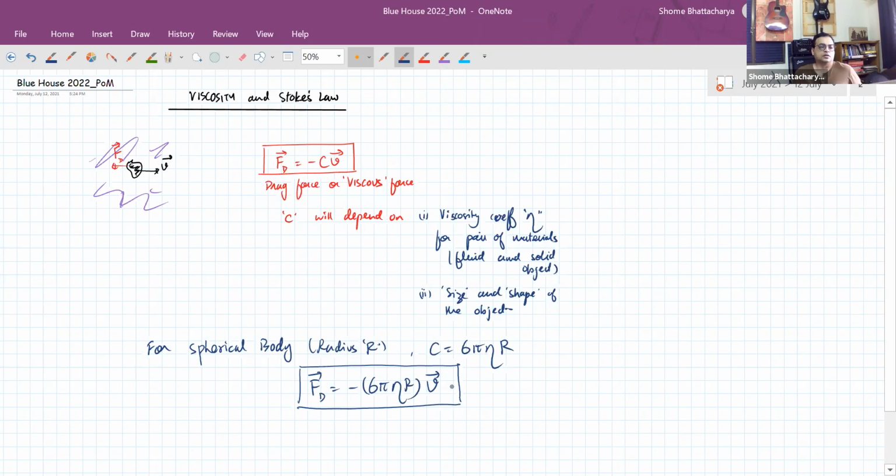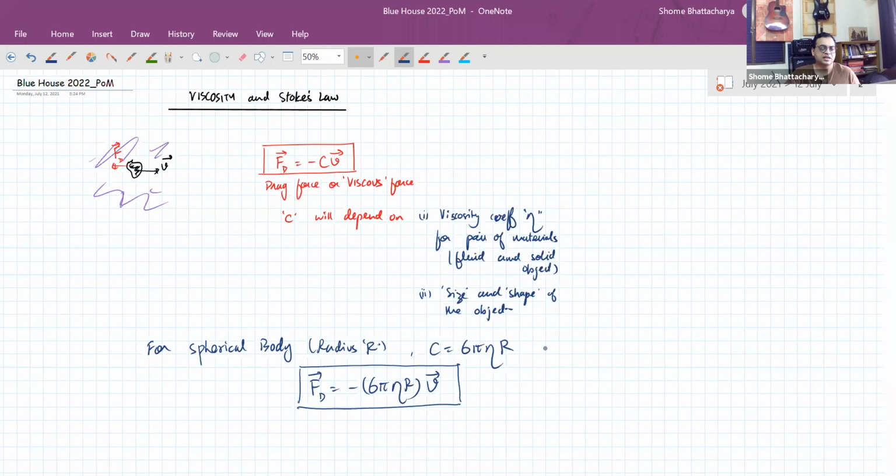Okay. And then based on this, we had understood the free fall of a spherical body inside a viscous fluid, considering three forces acting on it. One is the weight of the object, the other is the buoyant force that the fluid applies, and the third is the viscous force. Now the weight and buoyant force are constant forces which don't change with time or depend on the velocity or the motion of the object. However, the viscous force is the one which increases in magnitude as the velocity increases.